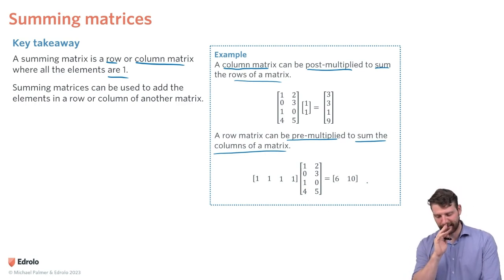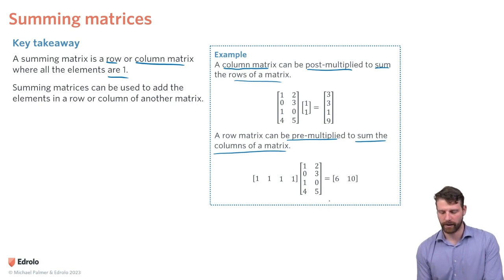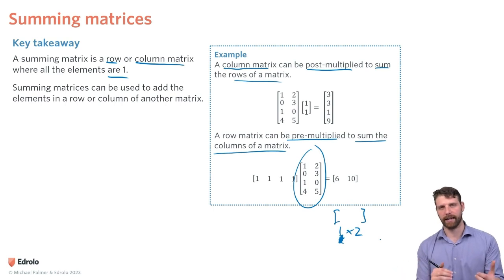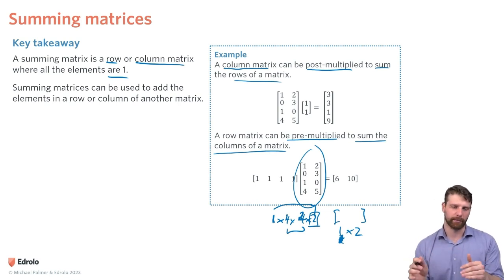I think the last thing I have to say here is that if you're not sure which one to use, say you wanted to add up these columns, well, you're going to need a 1 by 2 matrix. So you've got to ask yourself, how can I get a 1 by 2 matrix? Because this is a 4 by 2, and I need to get a 1 by 2. So I need this number in the back to be a 1, and in order for it to be defined, I need the number in front to be a 4. So, using your knowledge about orders of matrices, we can see if we need a row or a column summing matrix.